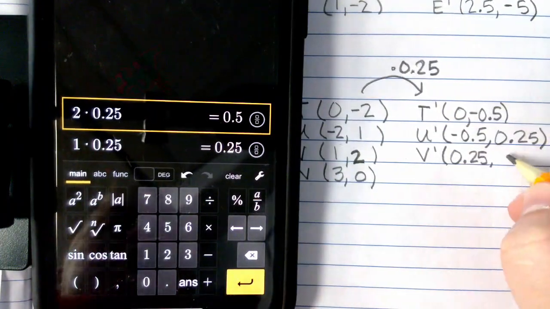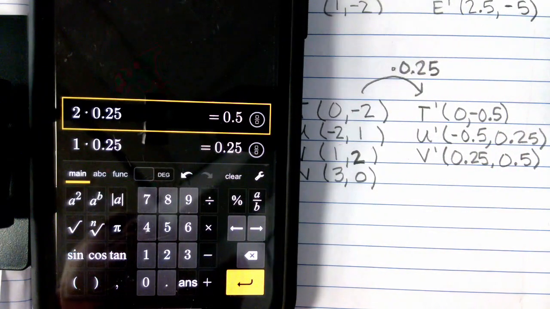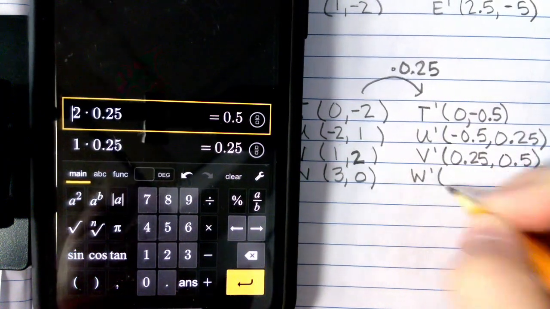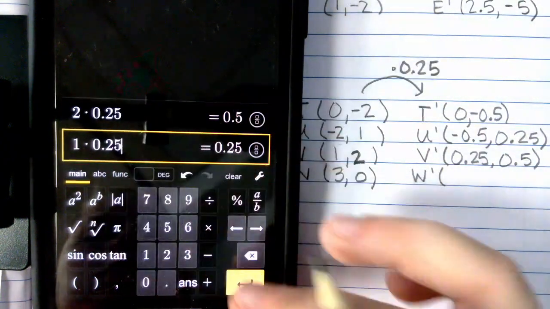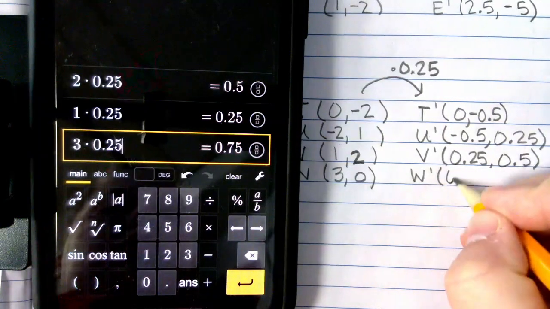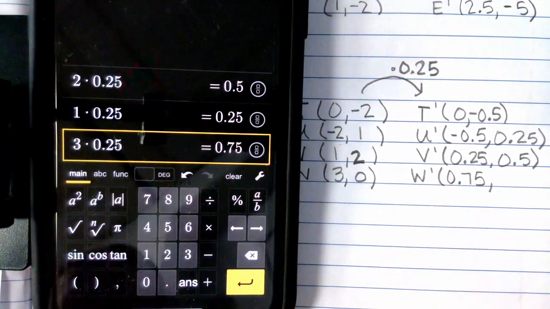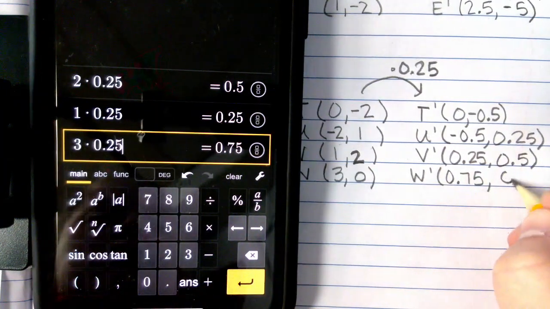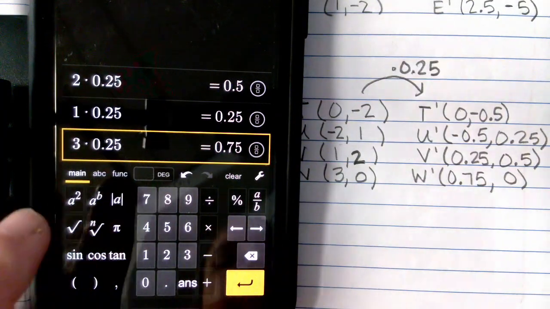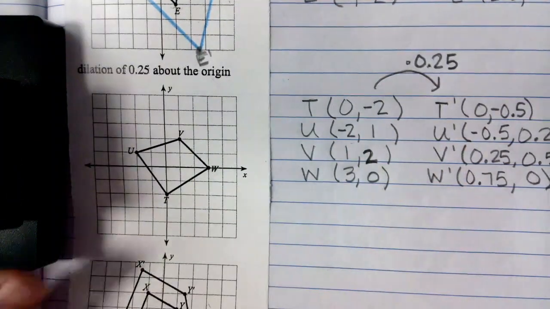And then we have W prime, which this one we will have to put in 3 times 0.25, 0.75. And then we said earlier 0 times anything is 0. So we don't need to put that in our calculator. If you did, that'd be okay. You just would get 0 as your answer. Once we find those new points, we're just ready to graph.